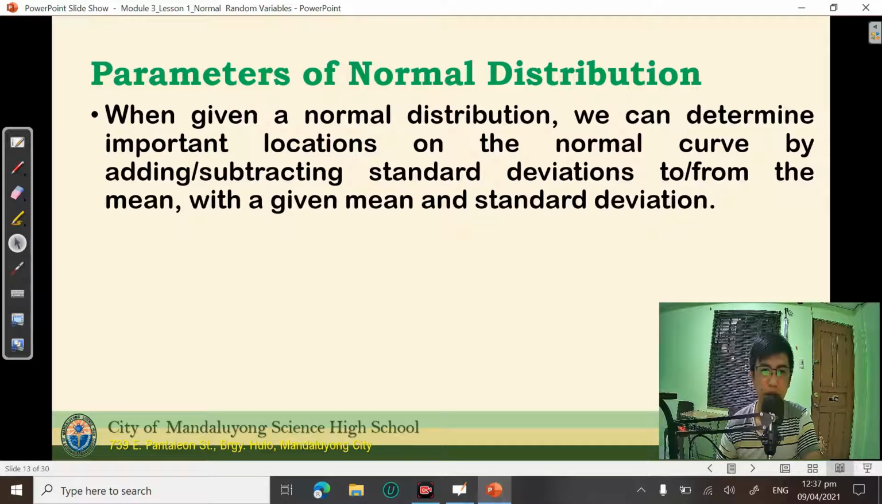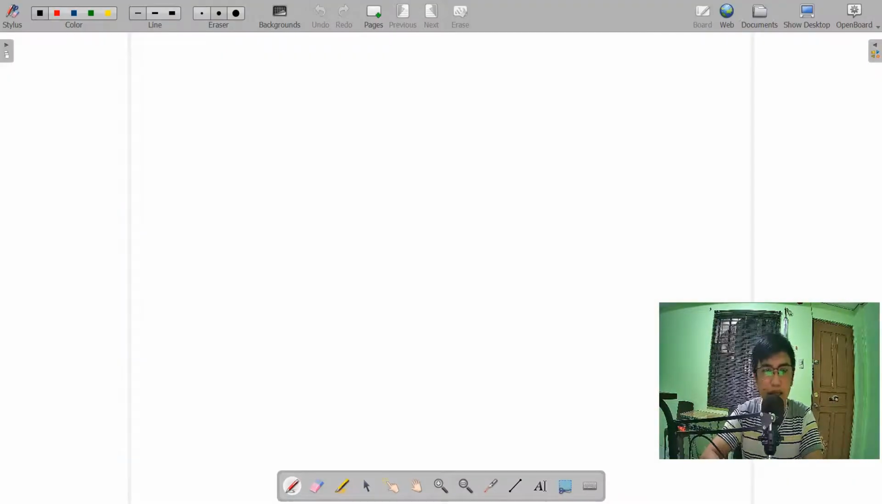Now, when given a normal distribution, we can determine important locations on the normal curve by adding or subtracting standard deviations to or from the mean, with a given mean and standard deviation. So, sabi dyan, we can determine important locations on the normal curve by what? Adding or subtracting standard deviations to or from the mean. Okay? So, to illustrate that, let's have an illustration of what a normal distribution or a normal curve is. This is an illustration of a normal curve.